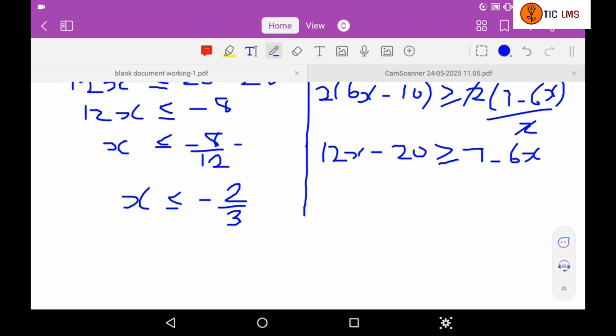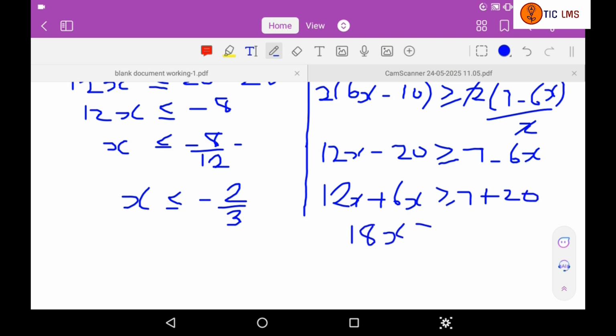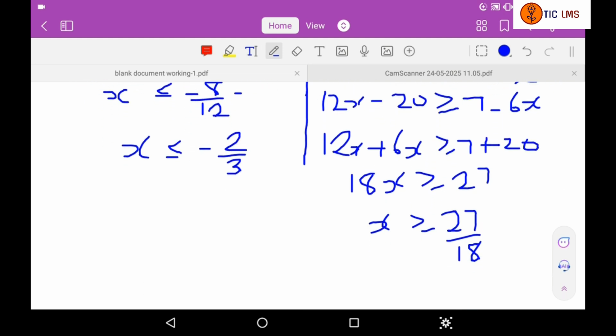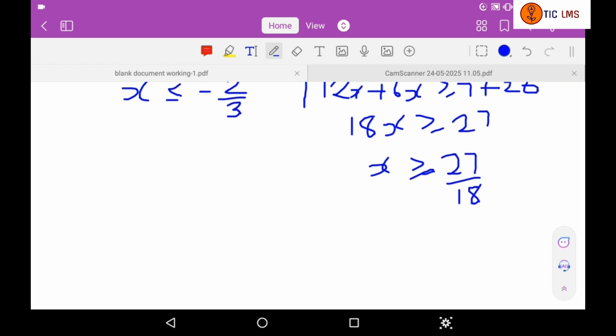And then collect the like terms. What do we have? We have 12x plus 6x greater or equals to 7 plus 20. So we have 18x greater or equals to 27 here. Then you divide both sides by 18. You have x greater or equals to 27 over 18. Of course 9 will comfortably take this, so that will be 3 and that will be 2. So we have x is greater or equals to 3 over 2.